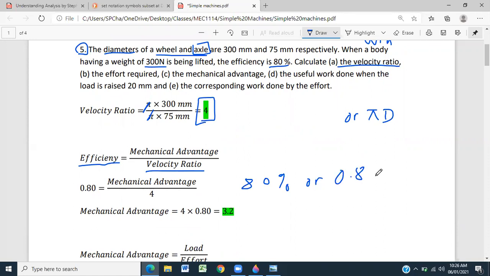per unit, is equal to the mechanical advantage, which is our unknown, divided by 4, our velocity ratio. Solving for the mechanical advantage, we get the mechanical advantage is equal to 4 times 0.8, which is equal to 3.2. 3.2, our mechanical advantage. And again, mechanical advantage and velocity ratio are both unitless terms, right? They're just terms that we use to describe the system. Okay.